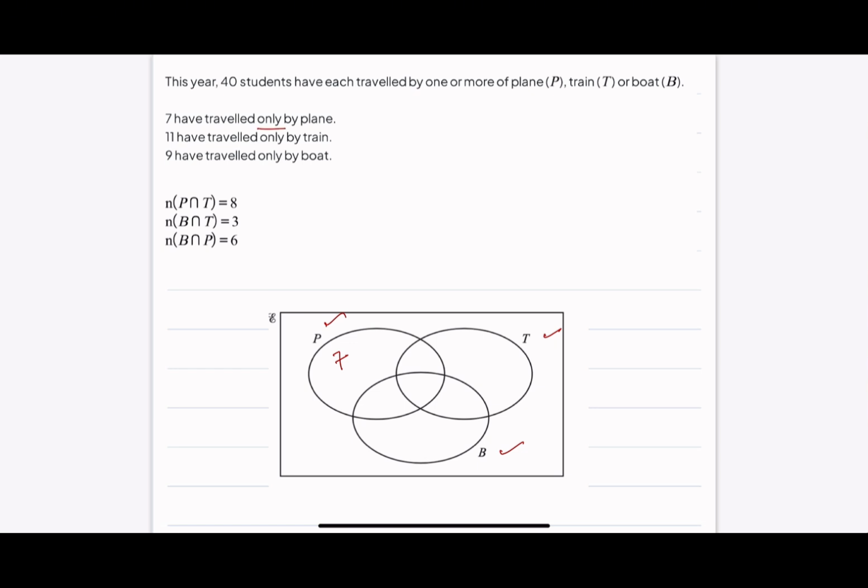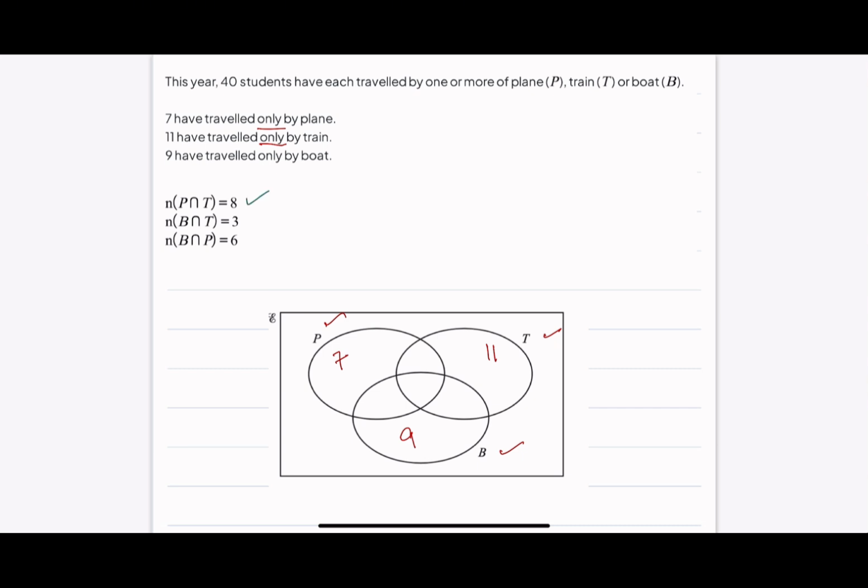Now this term is very important that you need to understand. Only means that this number is not going to be intersecting with any other set. 11 by train and 9 have traveled only by boat. So this is 9.